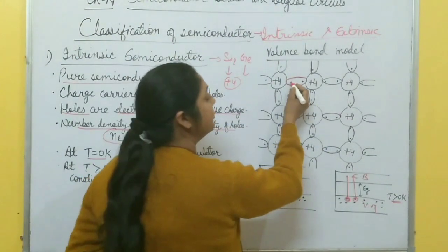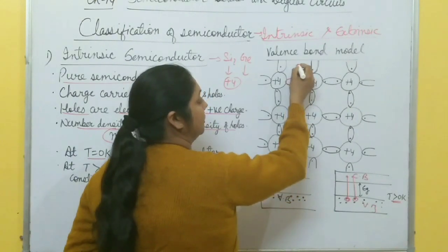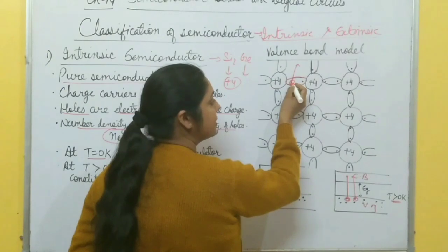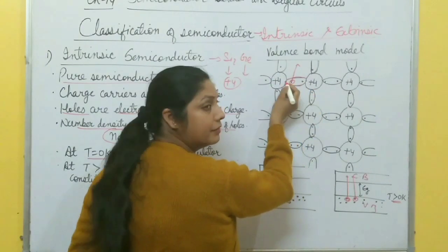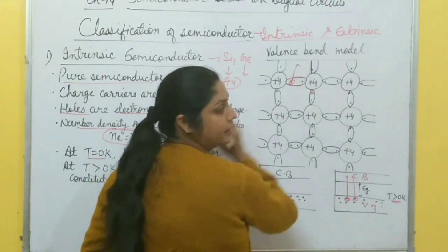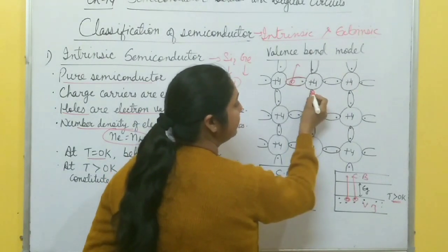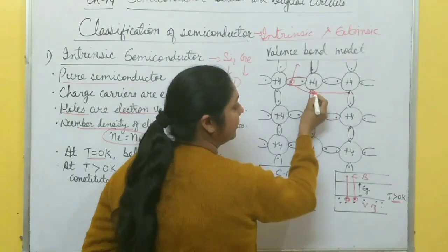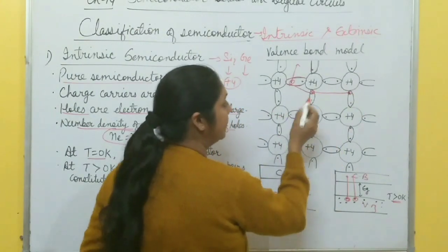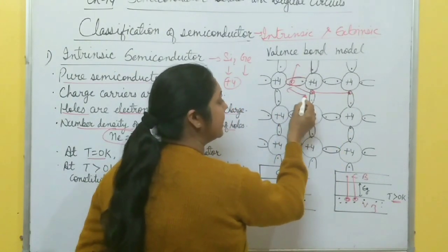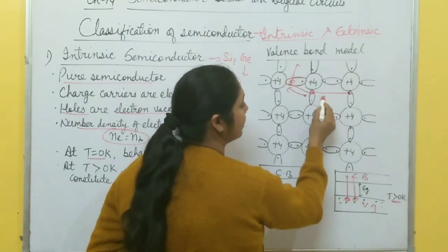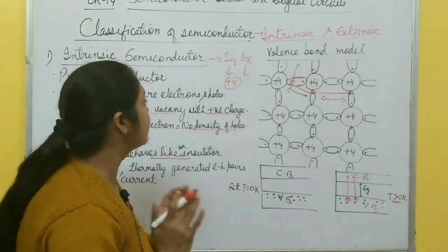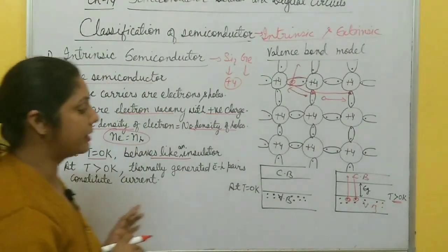If one electron moves from here to the conduction band, then a vacancy is created here. Then this hole is again occupied by another valence electron, and another vacancy is created here. Again this vacancy is filled by another electron, and again one vacancy is created. It means electrons are moving in this direction and holes are moving in this direction. So there are equal numbers of electrons and holes in an intrinsic semiconductor.